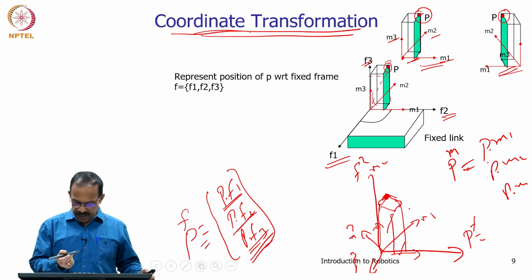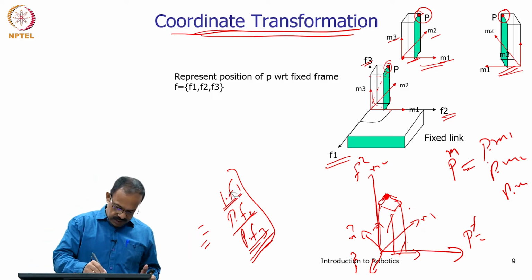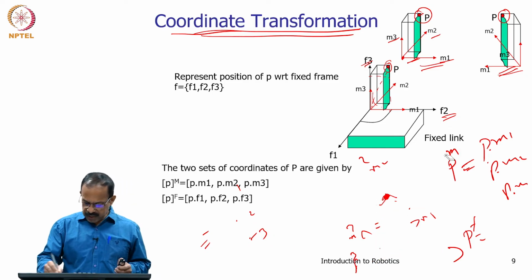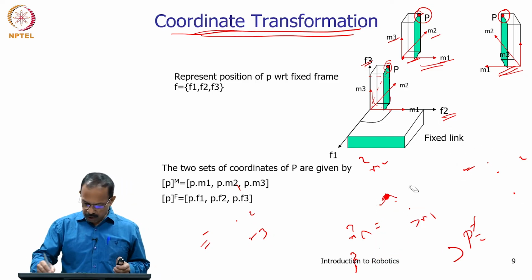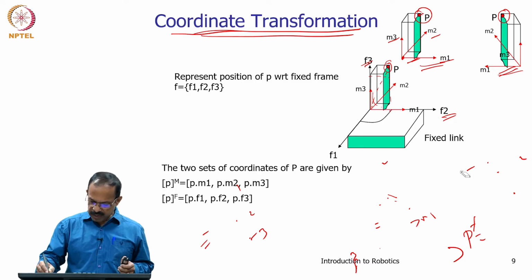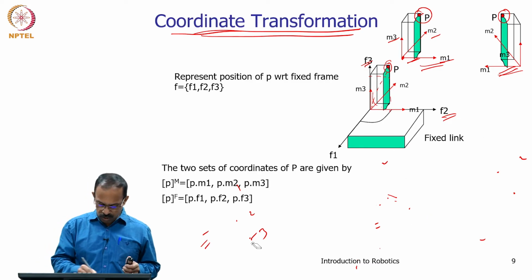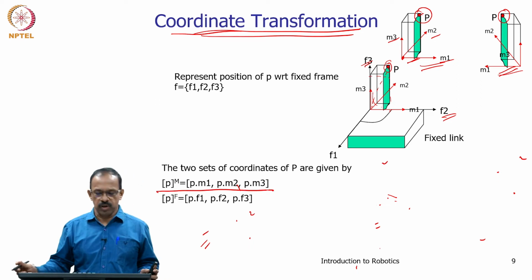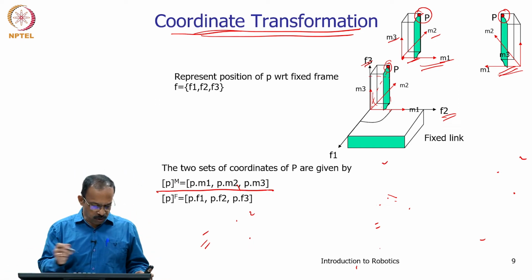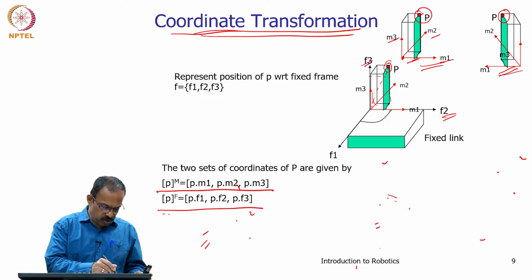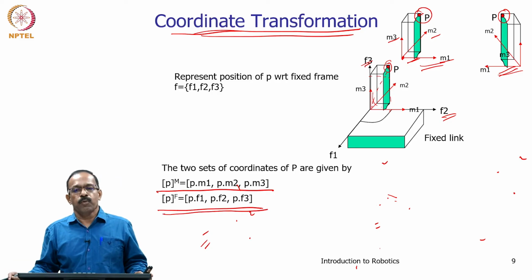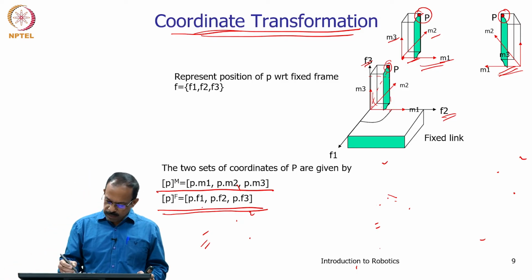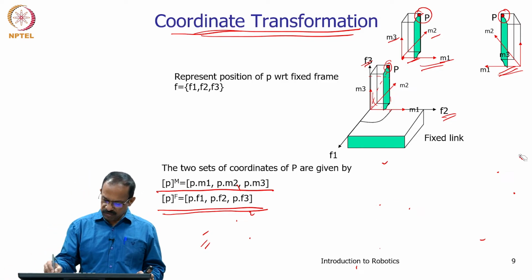So, let us look at this in a slightly more detailed way. Assume that there are two coordinate frames. PM is basically P dot M1, P dot M2, P dot M3, as you can see. Now, this is P dot F1, P dot F2, P dot F3, that is, the point P with respect to the fixed frame can be represented using P dot F1, P dot F2, P dot F3.